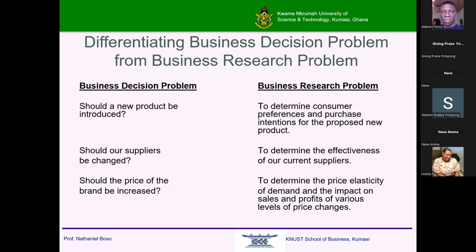I would like somebody to help us analyze the second example. Should our suppliers be changed? Its corresponding business research problem is to determine the effectiveness of our current suppliers. So can someone help us explain why, from the research perspective, we are not answering a yes or no question directly, but determining the effectiveness of our current suppliers? Can someone just help us, just like I did with the first one? I want to know if you are following and getting the logic along. So anyone to try?